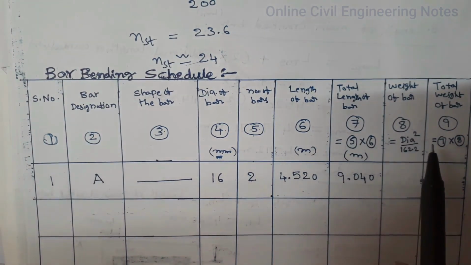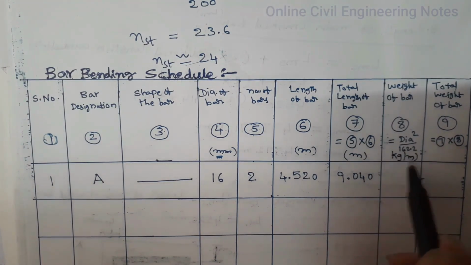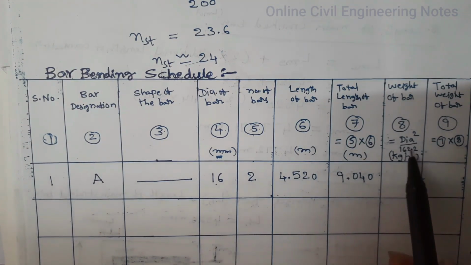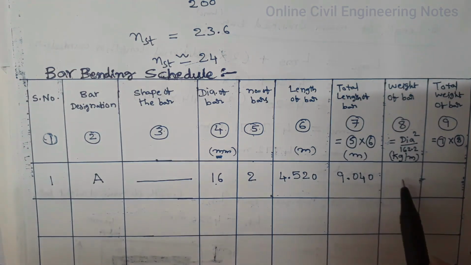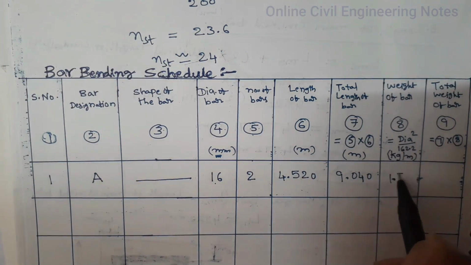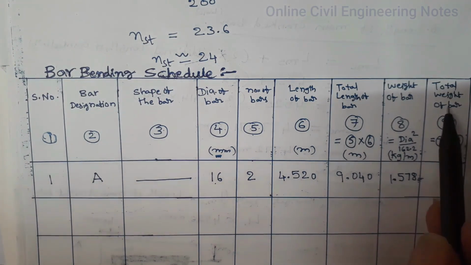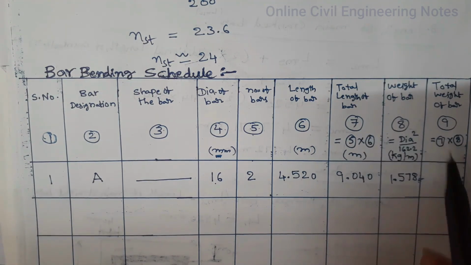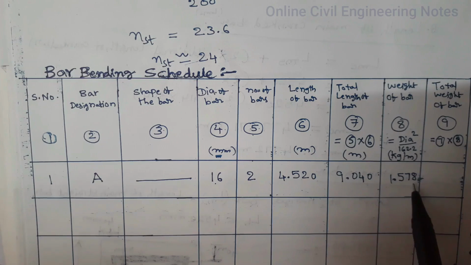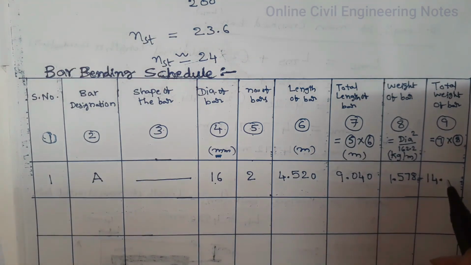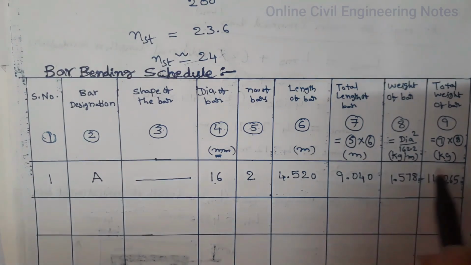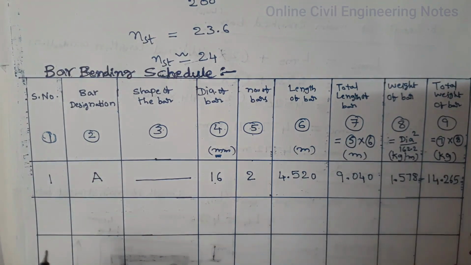Weight of the bar: calculate the weight of the bar in kg per meter. For 16 mm diameter bar, weight of the bar is 16 square divided by 162.2. This is 1.578. Now total weight of the bar is equal to total length of the bar into weight of the bar. So 7th column into 8th column. 9.04 into 1.578, which is equal to 14.265 kgs. Why? Because meter into kg per meter. Meter gets cancelled and total weight comes in the kgs.